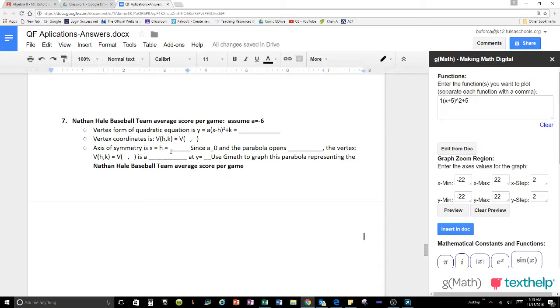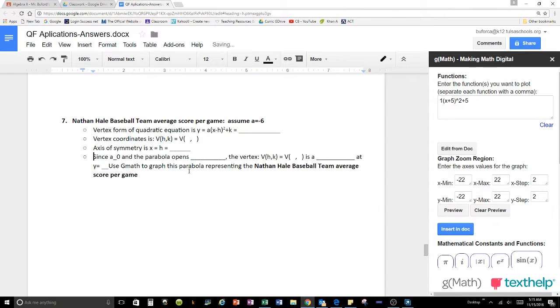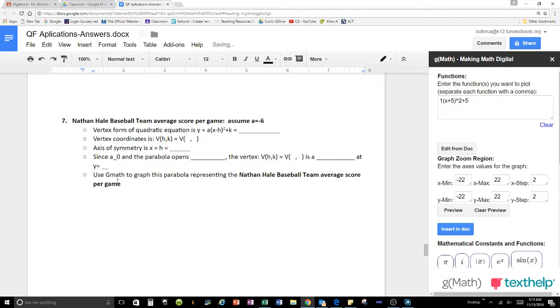Let's see, the axis of symmetry. You know how that happened. It was supposed to be separate questions. Had to break that back out. Okay, so let's go find the H and K for Nathan Hale baseball team average score.